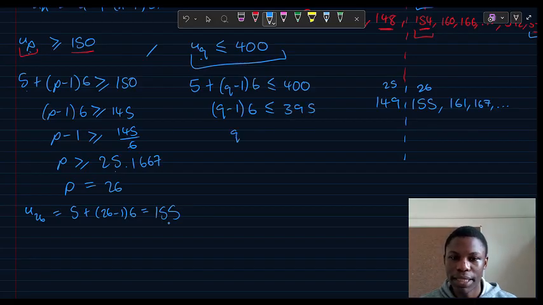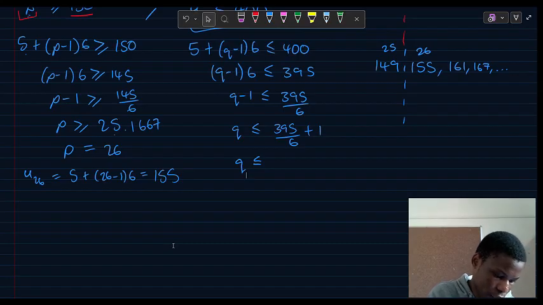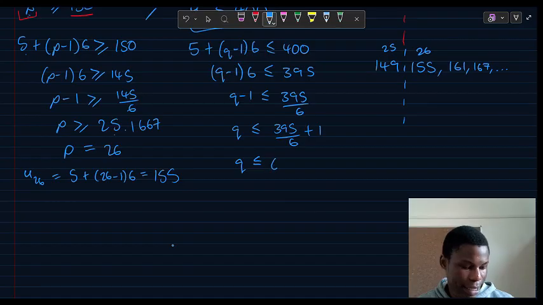Divide both sides by 6: q minus 1 is less than or equal to 395 divided by 6. Add 1 to both sides: q is less than or equal to 395 over 6 plus 1, which is 66.833.